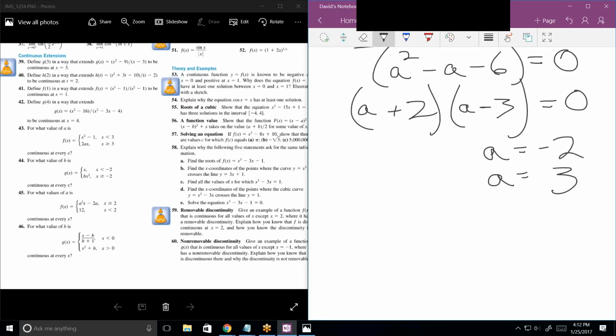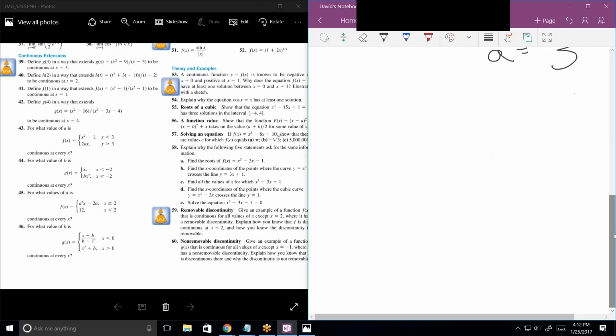Okay. Now, for what values of A is that true? Well, both of those, -2 or 3, makes this thing true. Or excuse me, makes the top function equal to the bottom function. And that's what we're always doing in these problems, is we're trying to set the top function equal to the bottom function whenever it's at the value that separates the two domains.